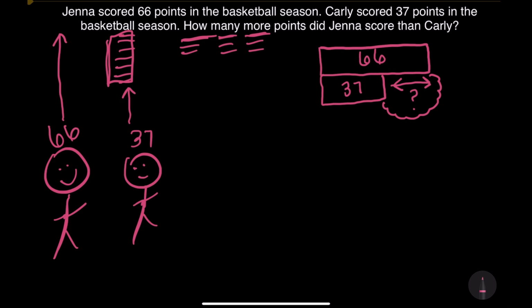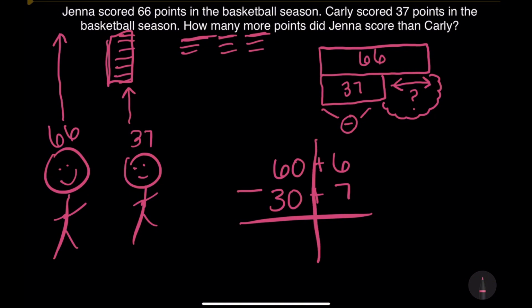Now, we do know that on a strip diagram, when we have both parts, we need to add the parts to figure out the answer. When we only know one part, like we do in this problem, we're going to subtract. We're going to separate the points Carly got away to figure out how many more Jenna scored. So this is a subtraction problem, and I like expanded form. So I'm going to set up my problem. 60 plus 6 minus 30 plus 7. Go ahead and set that up.